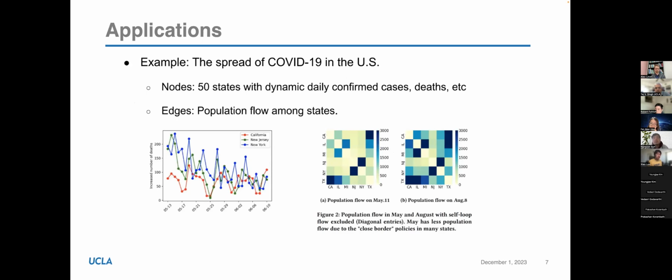We have some applications. A very typical application is to model the spread of COVID-19 in the United States. Here every node is a different state, and they dynamically change. We will have some daily confirmed cases, and also we can build some edges. It's like the population flow among states, and then we can make some predictions about future states, and we can show our graph ODE framework can model this very smoothly.